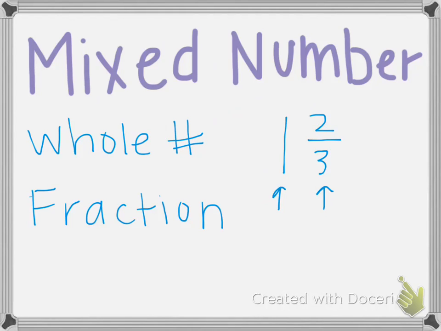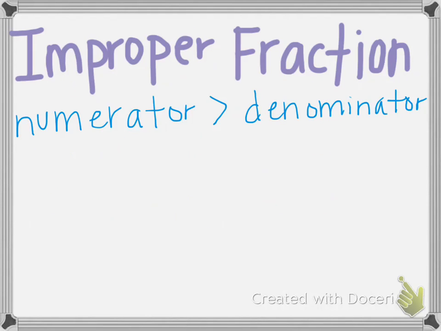The second way we can write a fraction greater than 1 is by using an improper fraction. And in an improper fraction, the numerator is greater than the denominator. So an example of that would be, let's say, 7/3. The numerator, 7, is greater than the denominator.